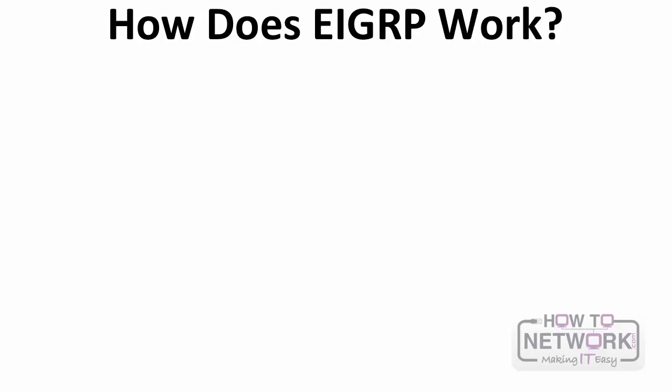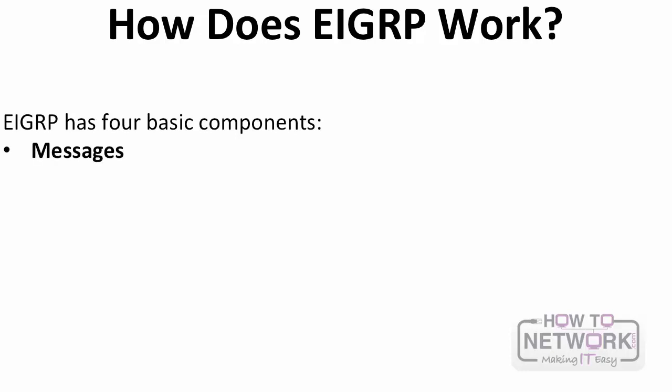So how does EIGRP actually work? Well, I tell you what, let's go ahead and open up the hood and take a look underneath. EIGRP has four basic components, and these should already start looking familiar to you. It has messages. So messages flow to and from neighbors, EIGRP neighbors. There are 5 different types. We'll dig into that in a little bit.